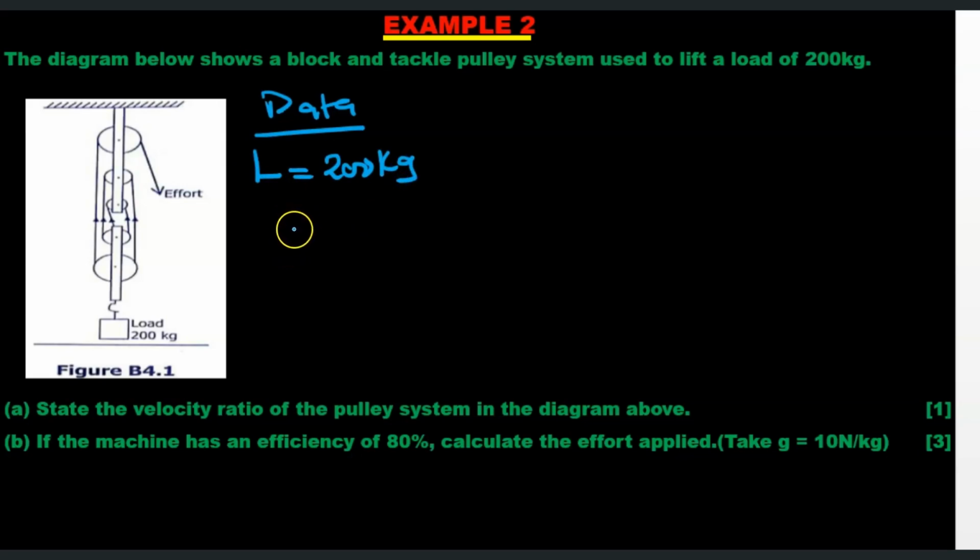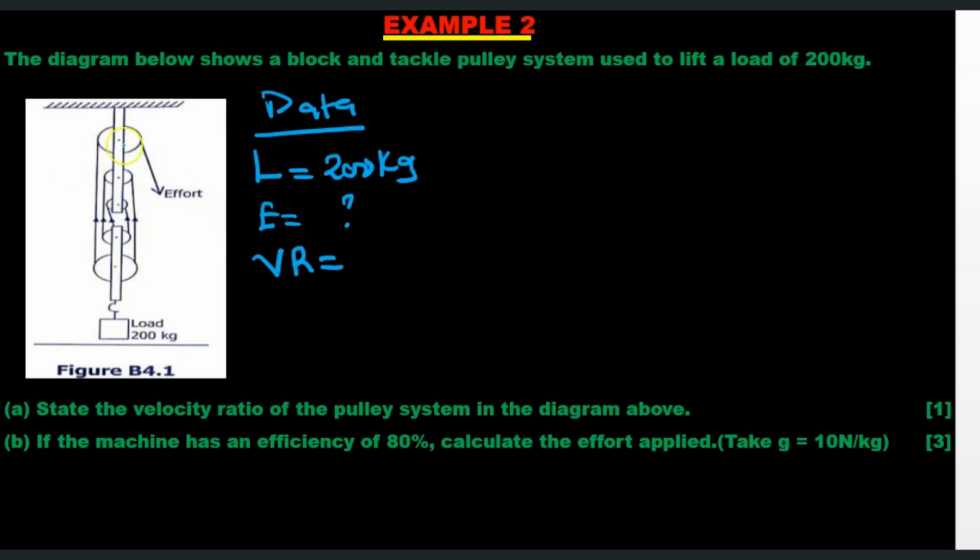What is the first question? Calculate the velocity ratio of the pulley system in the diagram. Effort, we do not have it, but we have the velocity ratio. What is our velocity ratio? It's a pulley system. We said you count the number of wheels or you count the number of strings.